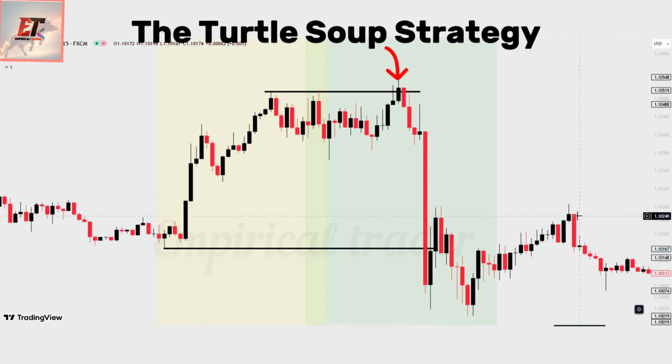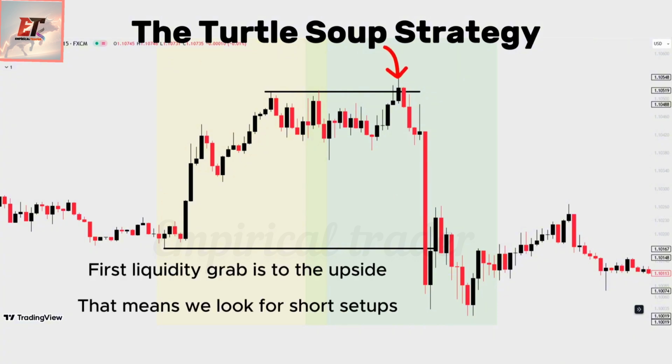We can see that it first broke the Asia high and did not close. So it just wicked above and instantly rejected, making it a valid liquidity sweep scenario. And what happened shortly after, we can see a huge push to the downside. So remember the strategy. First liquidity sweep to the upside.